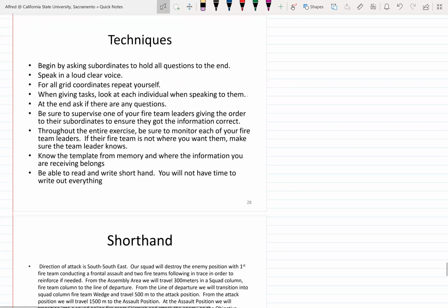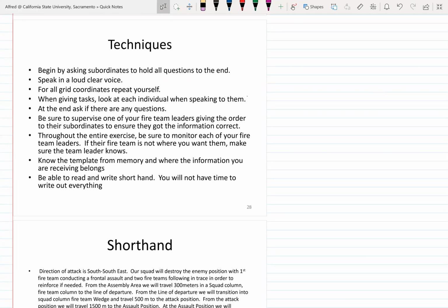I wrote down a slide of techniques. How are you guys all doing on time? I don't know how much more to go over. This is about it.